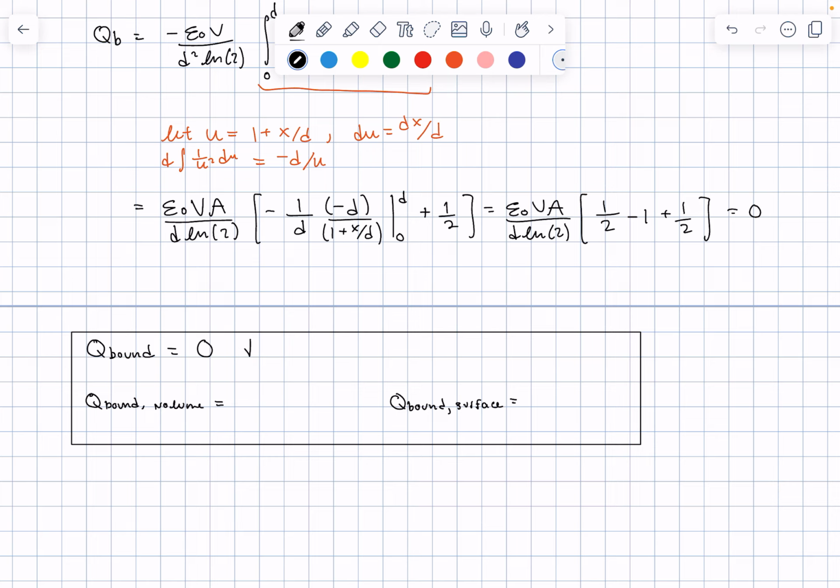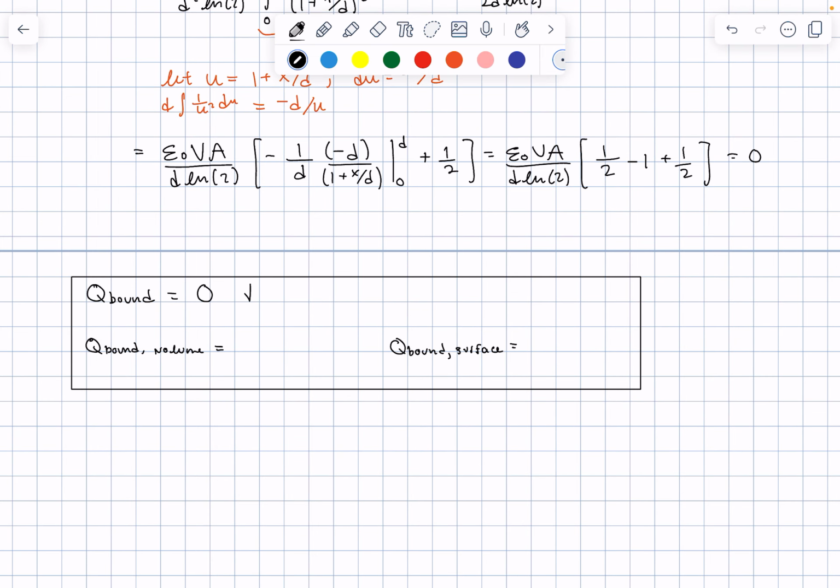And then just to clarify, bringing out from our integral up here, our volume bound charge will be negative epsilon naught v a over 2d ln 2, and our surface bound charge will be epsilon naught v a over 2d ln of 2.